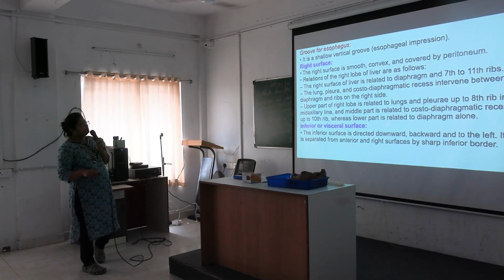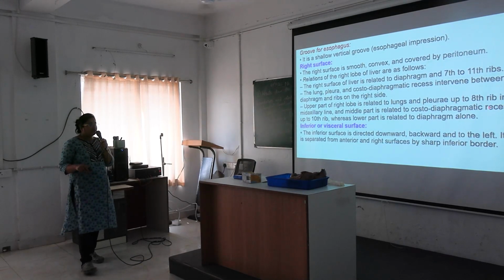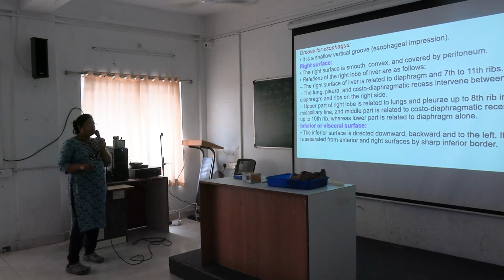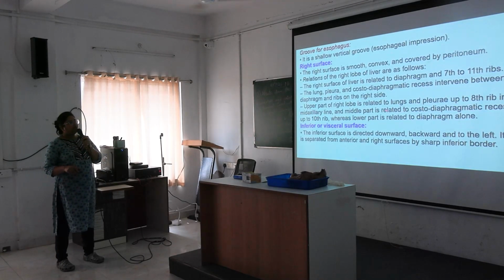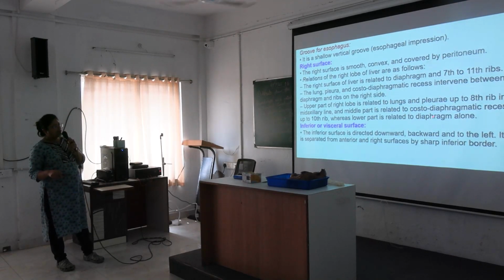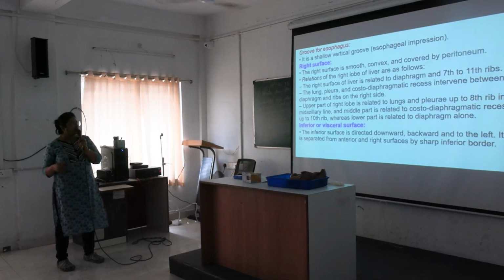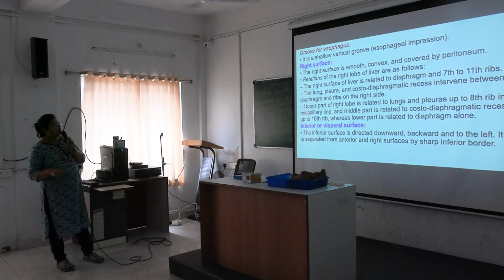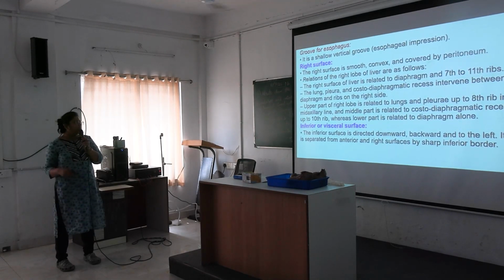Upper part of right lobe is related to the lungs and pleura up to the 8th rib in the mid-axillary line, and middle part is related to costodiaphragmatic recess up to 10th rib, whereas lower part is related to the diaphragm alone. Next we are going to inferior or visceral surface.